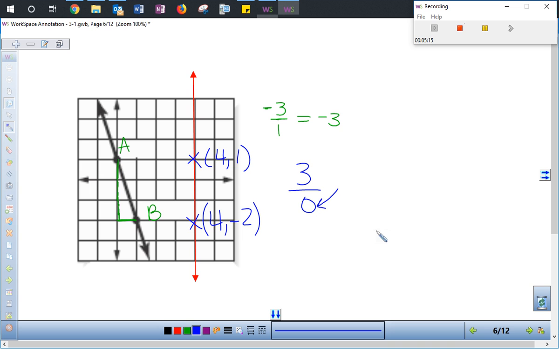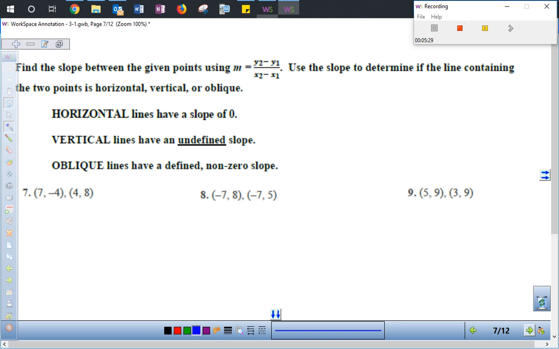And notice how 0 is in the denominator, and we can't have that. Anything divided by 0 is undefined. So when 0 is in the denominator, the slope is undefined, which means we have a vertical line. Any other result that you get, 1, -2/3, 15/20, anything like that, will give us what we call an oblique line, which is just another word for diagonal.